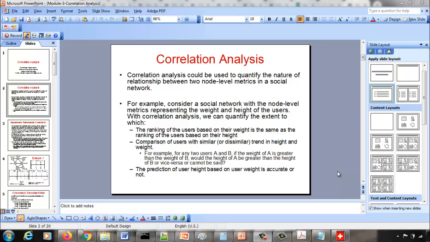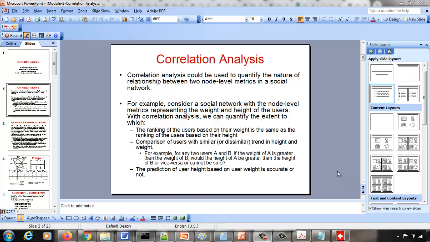Also, we can look at something like pairwise similarity. So for two users A and B, if the weight of A is greater than the weight of B, can we say the height of A is also greater than the height of B?